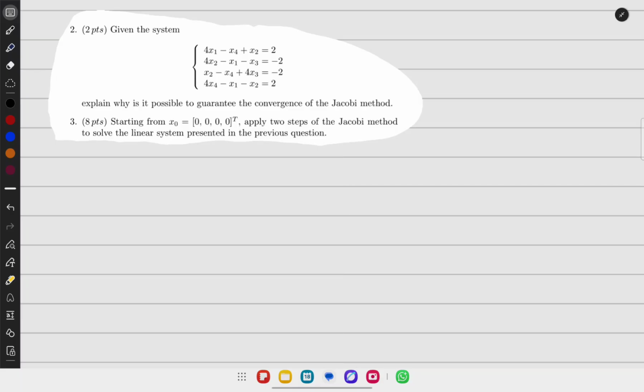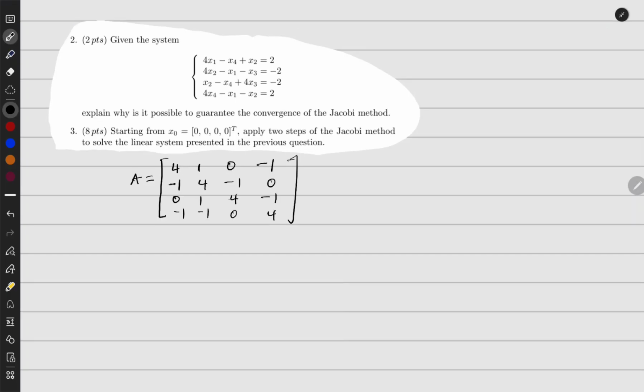So now we are going to be solving an example which involves the Jacobi. Here, the first part, they are asking why it is possible to guarantee the convergence of the Jacobi method. So we can first extract the matrix A.